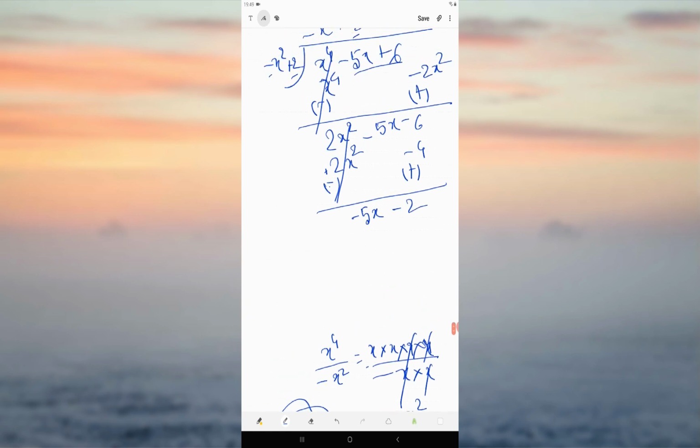So minus 5x. No further division, because the power of x is 1 over here, but in the divisor the power of x is 2. So we will stop over here. As simple as that.